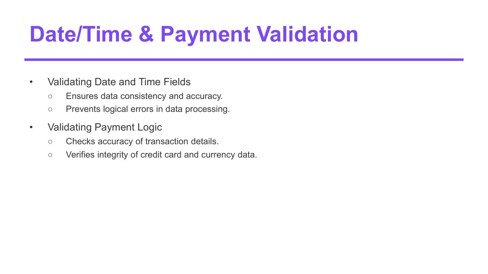Validating date and time fields is essential to keep our data consistent and accurate, which helps avoid any logical errors when processing that information later. This means checking that dates and times follow the right format and make sense within the business context, like order dates not being in the future.